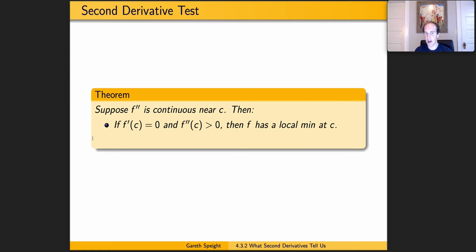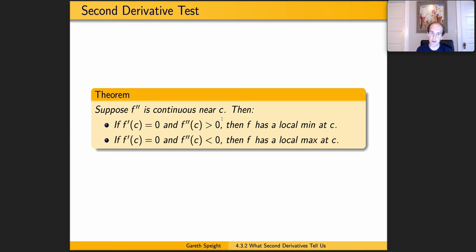Suppose we have a critical point. So suppose the first derivative is 0. And suppose the second derivative is positive, then f has a local min. And vice versa, if the first derivative is 0, so if we have a critical point, and the second derivative is negative, then there is a local max. Okay, so please don't get confused on which order this goes. The second derivative is positive means that there is a local min, and the second derivative is negative means that there's a local max.